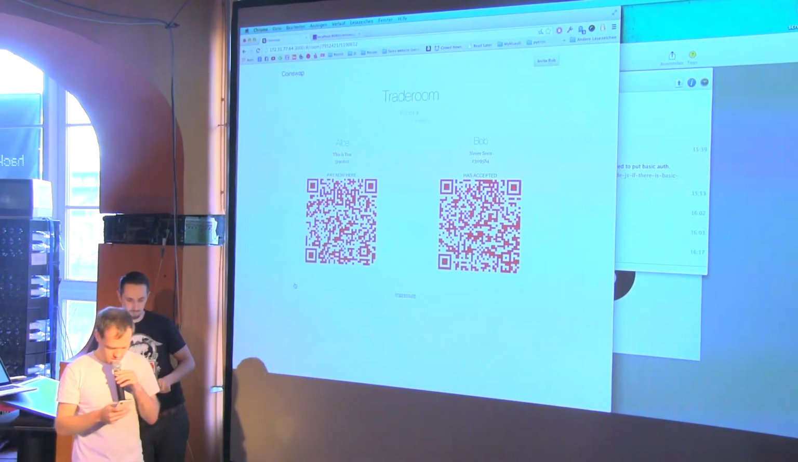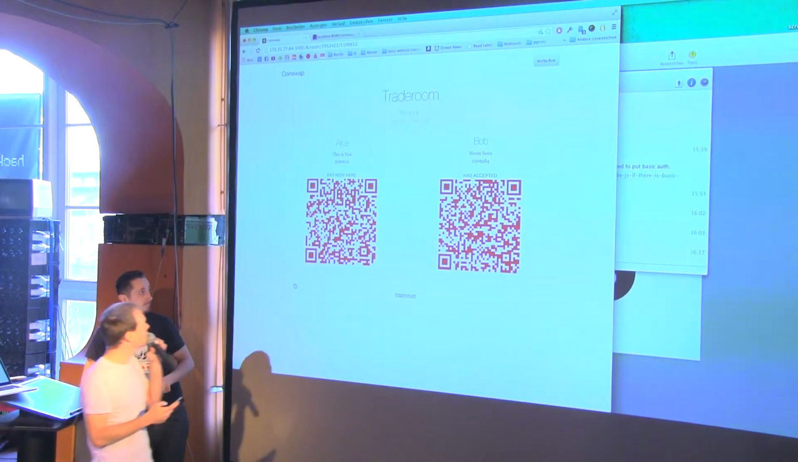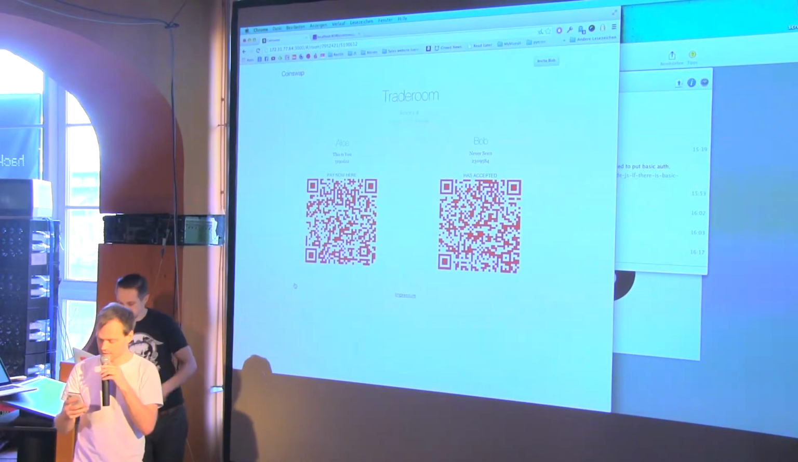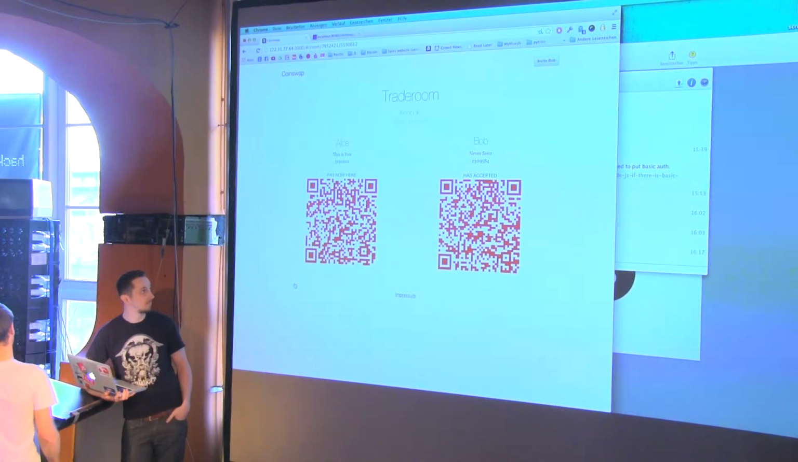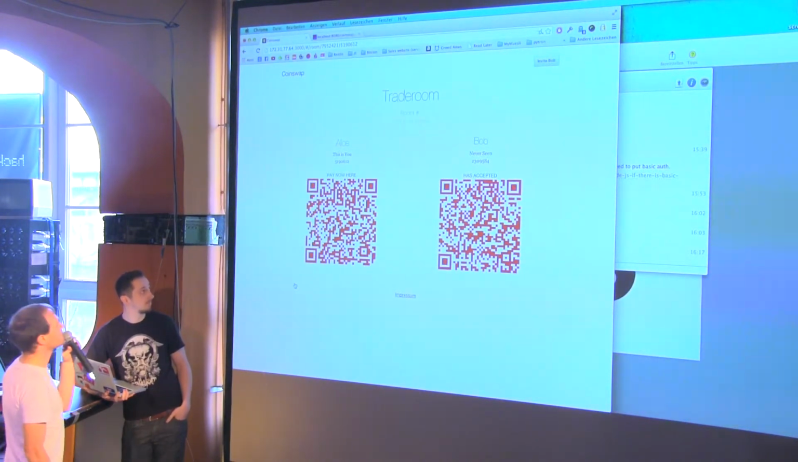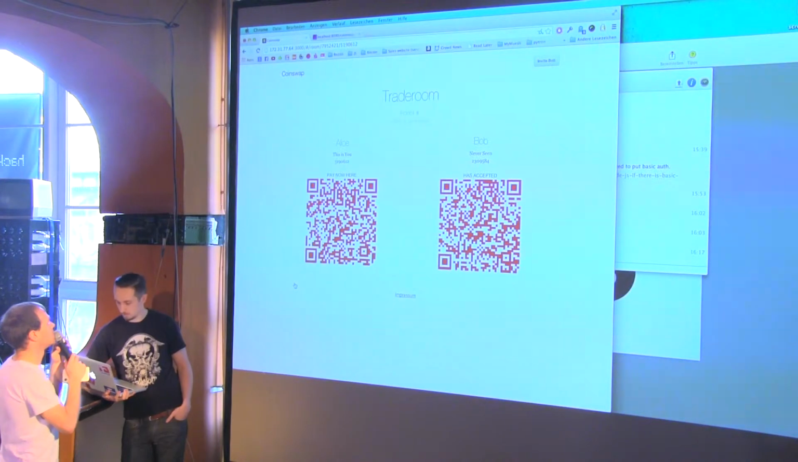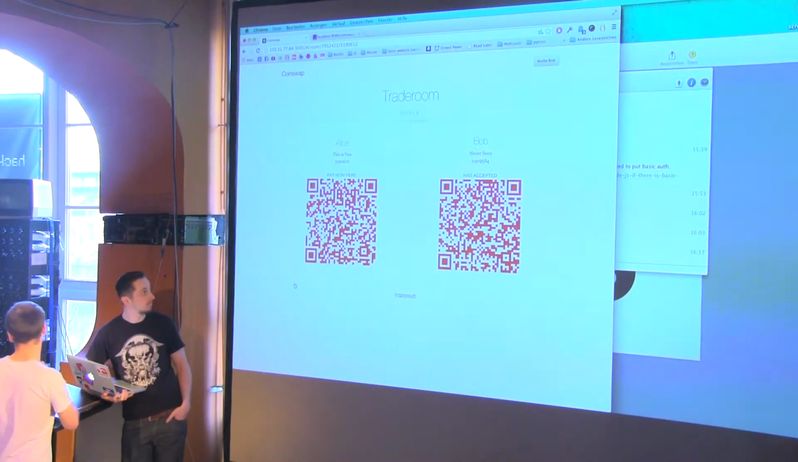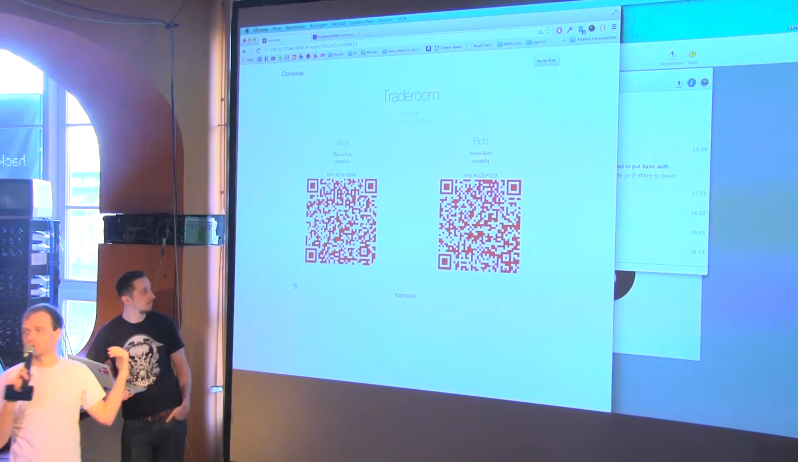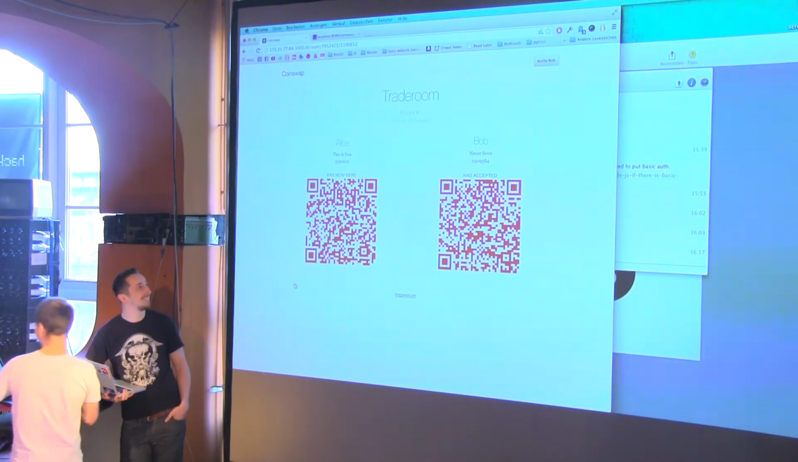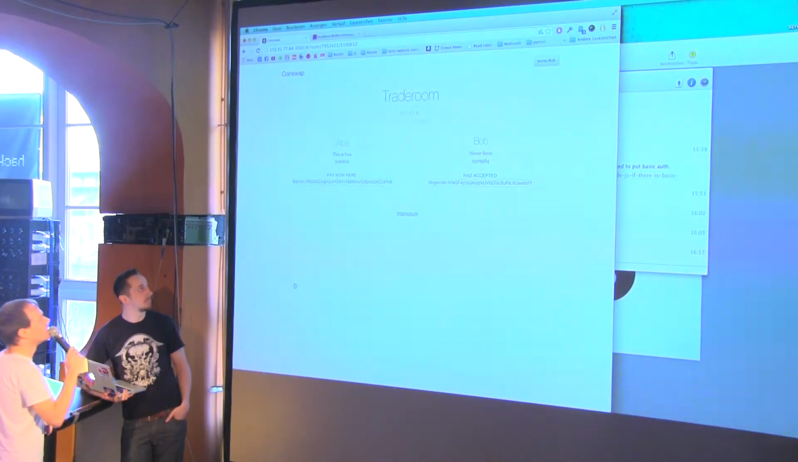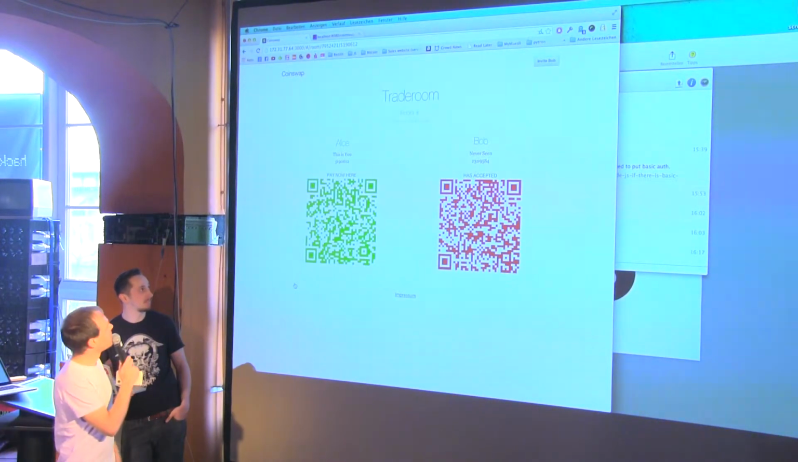Okay. Now I'm sending the money there with my testnet coins. And usually it should refresh in a second. Who sends the Dogecoins? He sends the Dogecoins. Or if anybody else wants to, go ahead. Okay, I have paid now.